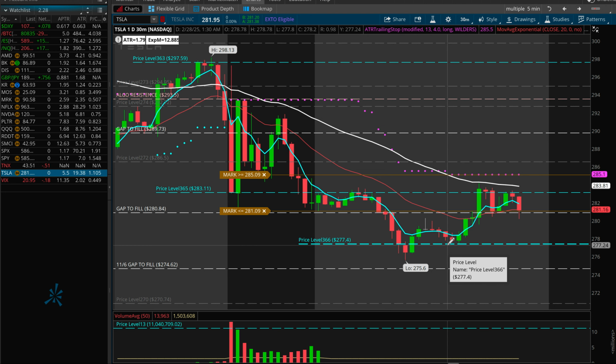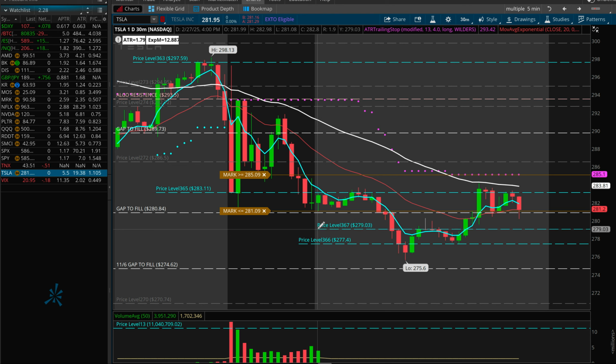Now, if I wanted to get on a smaller scale, guess what? Price was here in this area. So between this 280.84 area down to this level we just marked, 277.44, we have a place that could stop us out at the 279.03. Why? Because that's where price has been before. So we have to be mindful of it.